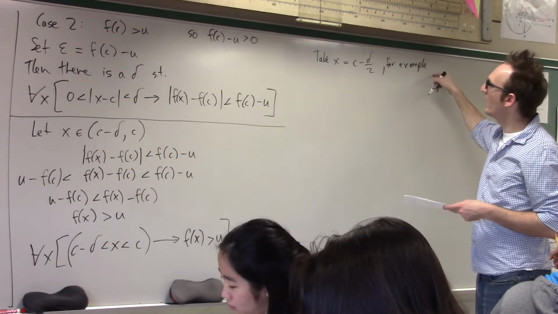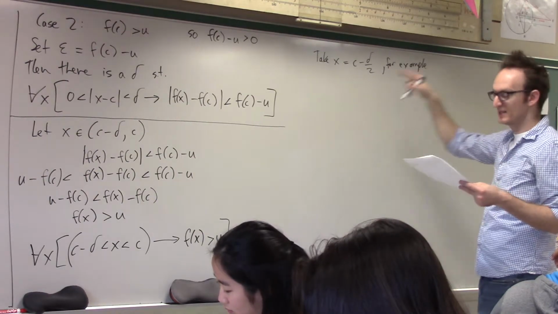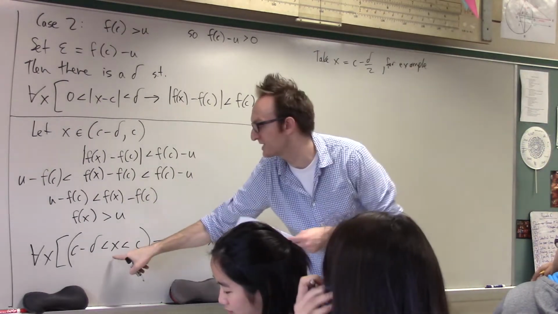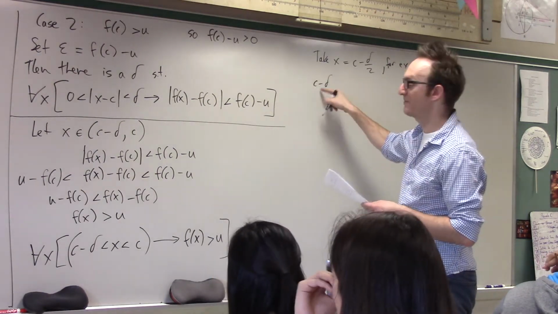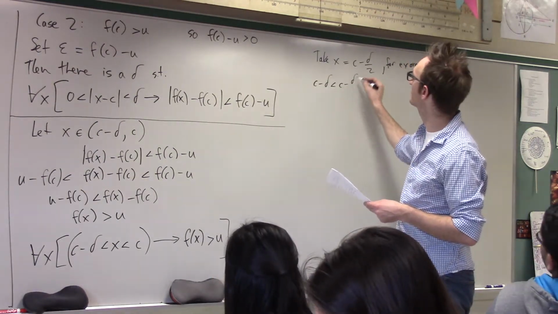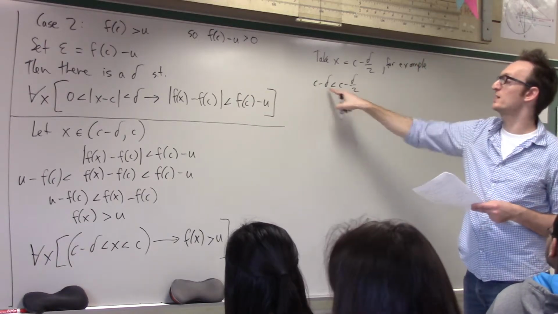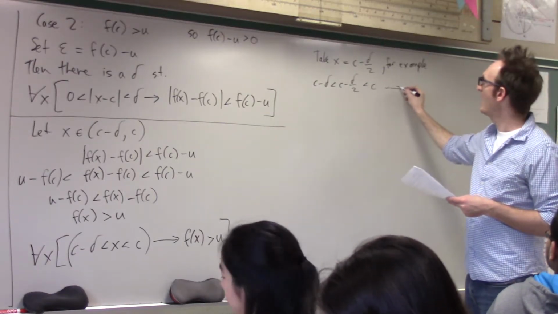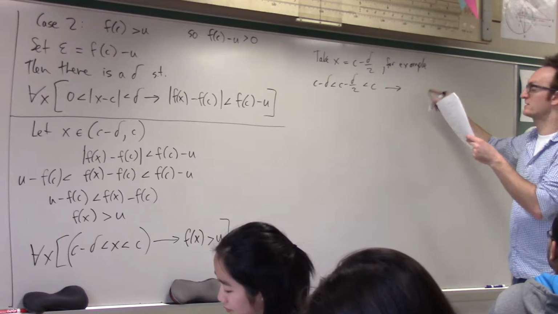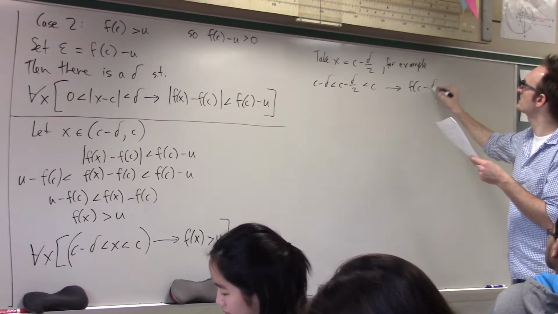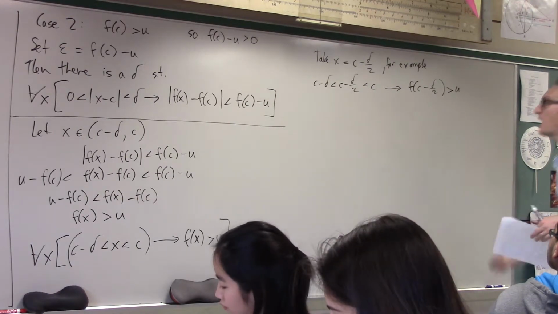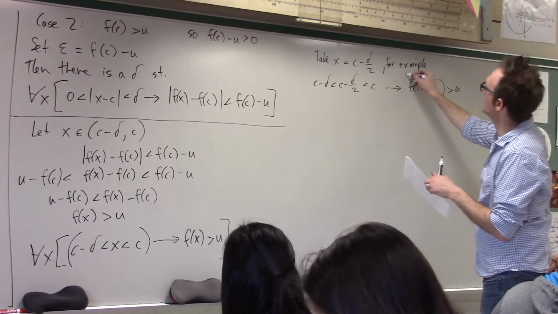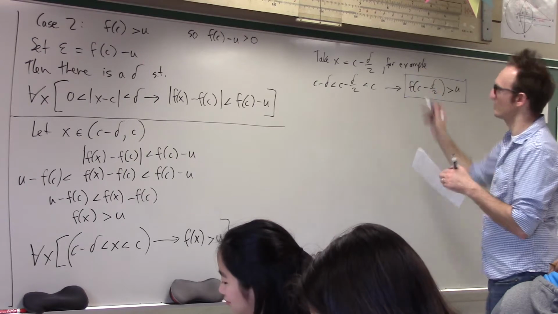All right, since c minus delta over 2 falls in this category, I'll just write it out. c minus delta over 2 is certainly between c minus delta and c. And therefore, we can conclude that f of c minus delta over 2 is bigger than u. So I have that this point f of c minus delta over 2 is bigger than u.